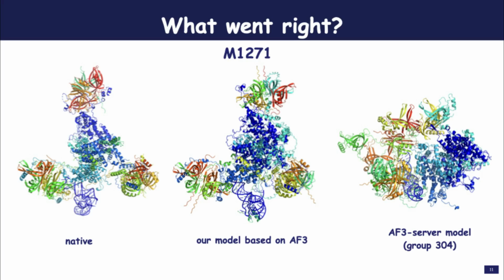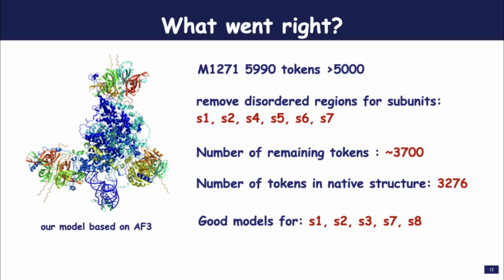This is what I said in my title: we optimize the sequence. This is important. Why? This target contains about 6,000 tokens, which is larger than 5,000, the limit of AlphaFold Server. So you need to remove the disordered regions. This is also the real situation for experimentalists solving structures: you cannot get the disordered regions.